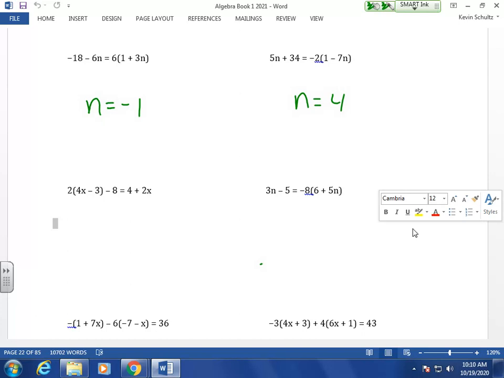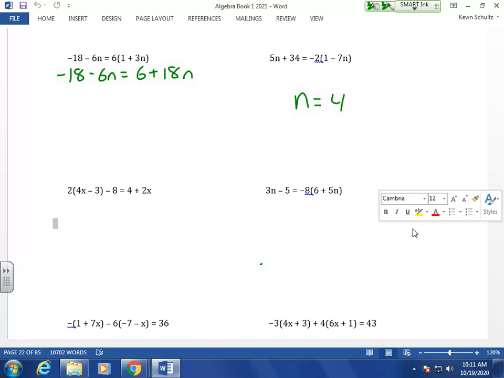Yeah? The first one. So this one, once you distribute, -18 minus 6n equals 6 plus 18n. Okay? It's tempting to maybe look at this and say, well, I got the same thing on both sides, right? I got 6's, got 18's. Is this one of those no solution or all solution situations? It isn't, because you look at how many n's there are, right? On the left side, you got -6. On the right side, you have 18.